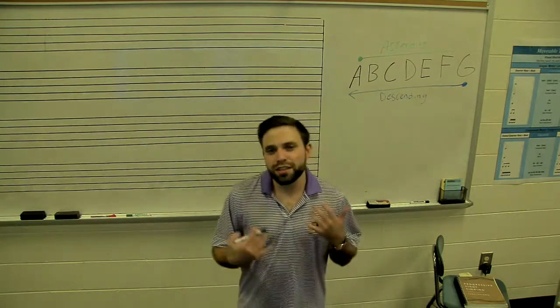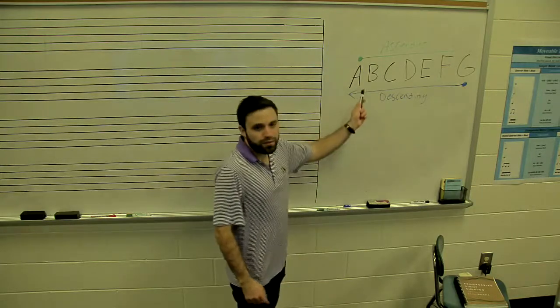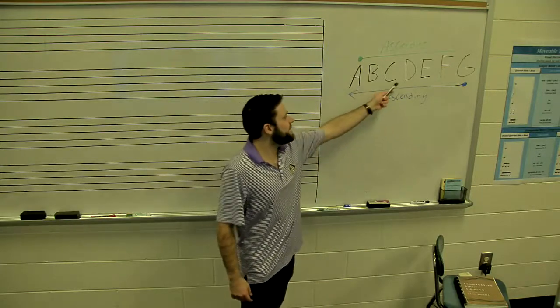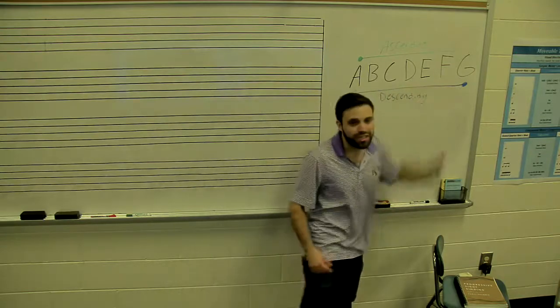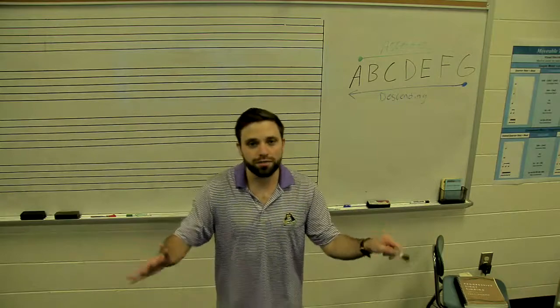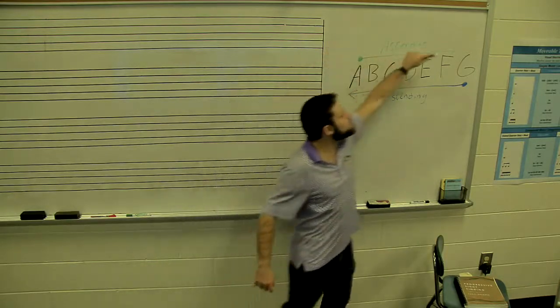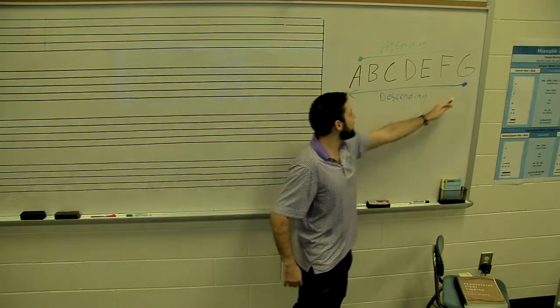So first off, let's talk about the musical alphabet. In the musical alphabet, you have A, B, C, D, E, F, and G, in that order. There is no deviation from it. You go ascending this way and descending this way.